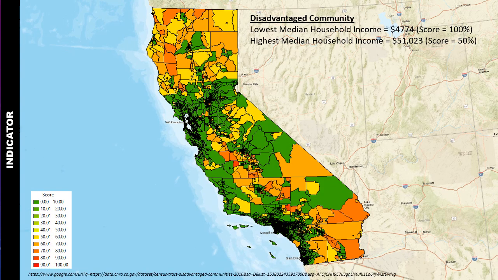We use median household income to calculate risk score for this indicator. The lowest median household income will be assigned to 100%, whereas the highest median household income will be assigned to 50%. Any values in between is estimated using the linear regressions.